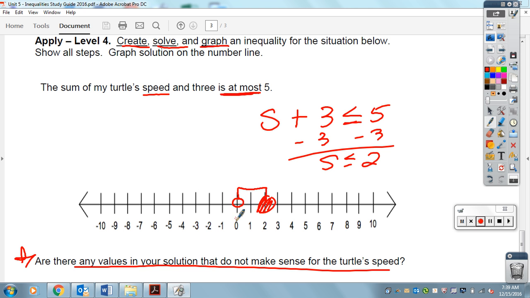Now, can my turtle speed be 0? Yeah, so I'm going to fill this in. If you believe that the turtle speed could not be 0, you would go up to 0 but have an open circle. In this case, I believe the turtle speed could be 0, so that's filled in on both sides. This would indicate all the numbers from 0 to 2, where 0 and 2 are included. Sometimes you don't have arrows in real world situations.